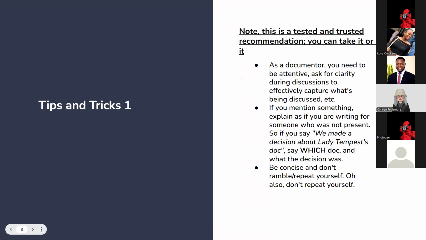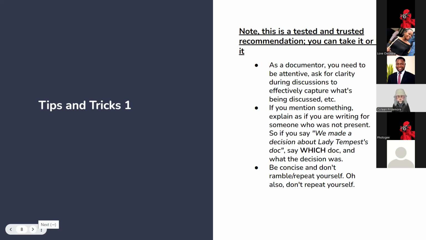1, as a documenter, you need to be attentive, ask for clarity during discussions to effectively capture what's being discussed. 2, if you mention something, explain it as if you are writing for someone who was not present. So if you say we made a decision about Lady Tempest dog, say which document and what the decision was. Be concise and don't ramble, don't repeat yourself. That's very important.